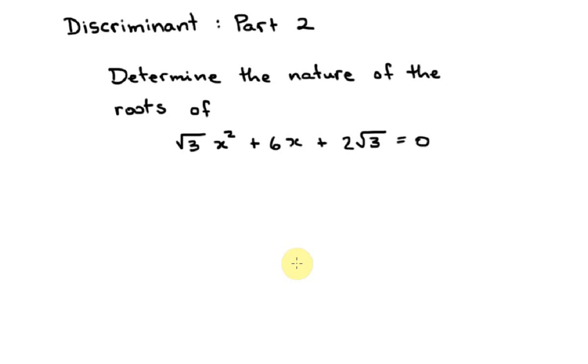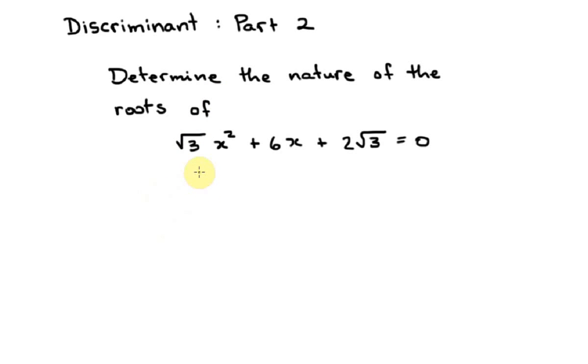Okay, this is Discriminant Part 2, and I've got an example written up that we're going to look at. It says, determine the nature of the roots of the square root of 3 x squared plus 6x plus 2 root 3 equals 0. So we can just dive right in. They didn't say solve, it just says the nature of the root. So that is typical of a discriminant type question.